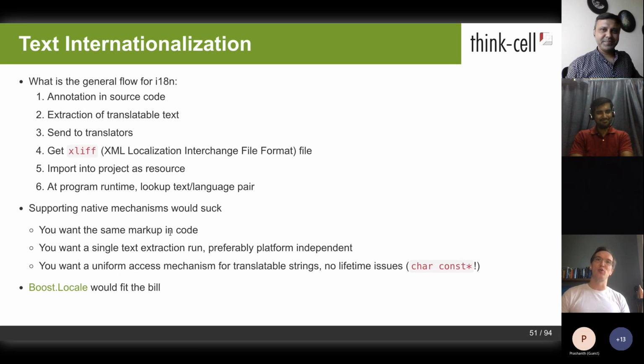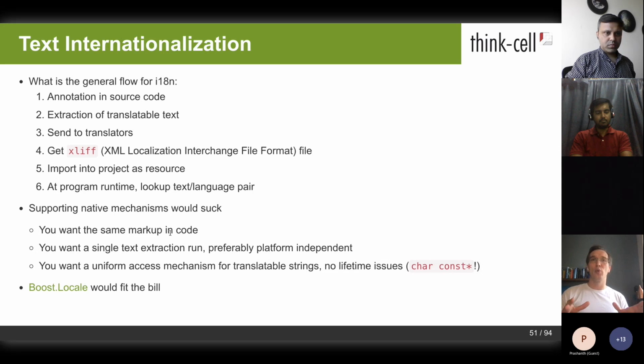If you have such a translation tool, then the general workflow is always the same. You have your annotated source code, you extract all the translatable text, you send it to the translators, and then they send something back, typically in this XML localization interchange file format, short XLIFF. And you can import that data into your project as a resource. Then at program runtime, your translation toolkit would translate the original, let's say, English text and return the correct translation depending on your currently set UI language.